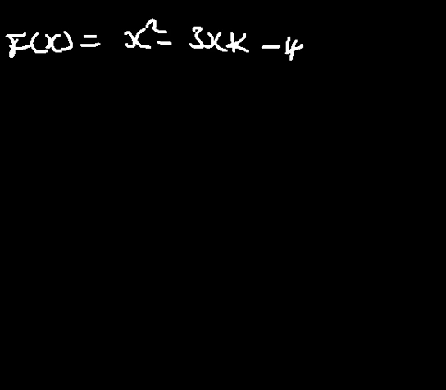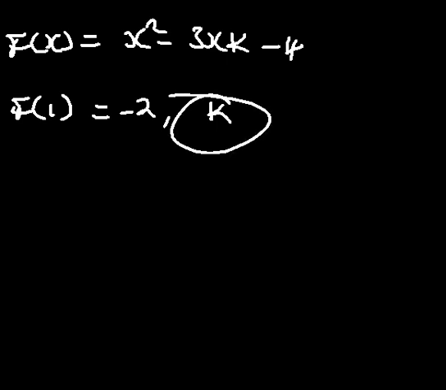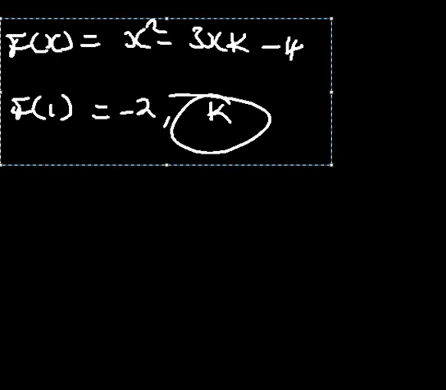Let's say we have a function f of x given as x squared minus 3xk minus 4, and given that f of 1 is given as -2. Find the value of k. Also try to work that problem out on your own, and I appreciate how best you go for that one.